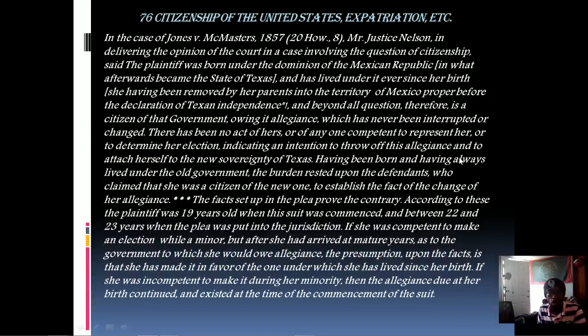Now, having been born and having always lived under the old government. Let's read that again, man. Having been born and having always lived under the old government, the burden rested upon the defendants, who claimed that she was not a citizen of the new one, to establish the fact of the change of her allegiance. The burden of proof is on the defendants, it's not on you. That's why I keep saying that if anyone claims that you are not who you say you are, the burden of proof is not on you to be like, well, I got my affidavit here, I got my treaty here, I got my DNA test there. The burden of proof is not on you. You never went through naturalization. You never made an oath of allegiance. So the assumption is that you have never relinquished your Moorish nationality. Never.